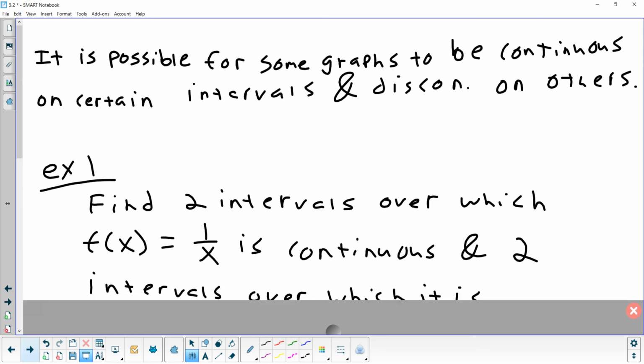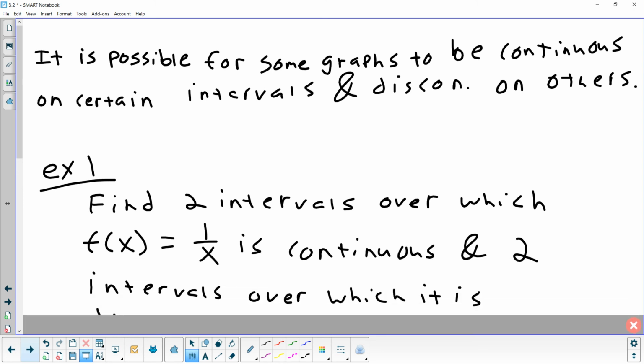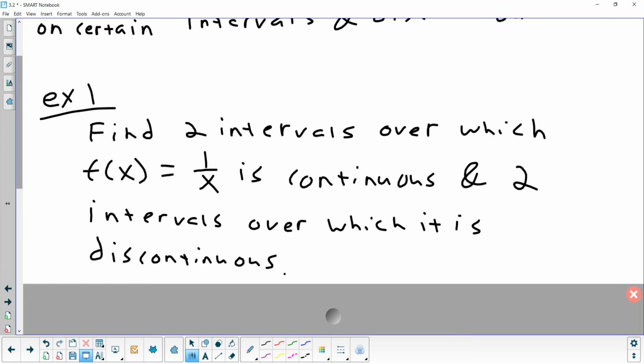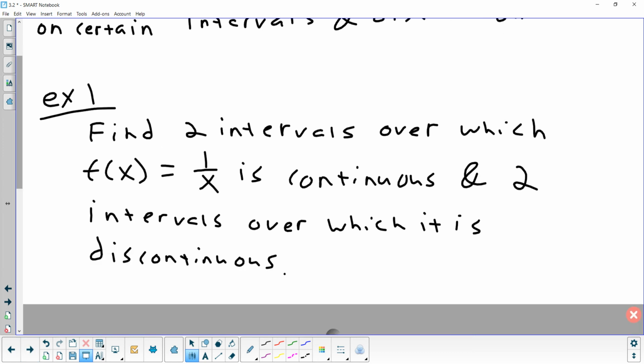So let's look at a graph, and instead of just using letters A, B, and C, let's use a specific graph and actual values, and let's find two intervals that are continuous, meaning you give me a start and an end, and I could draw between them without lifting my pencil. And then I want you to give me two intervals where it's discontinuous, meaning if I tried to draw from where you're telling me to start and stop, I would have to lift my pencil.